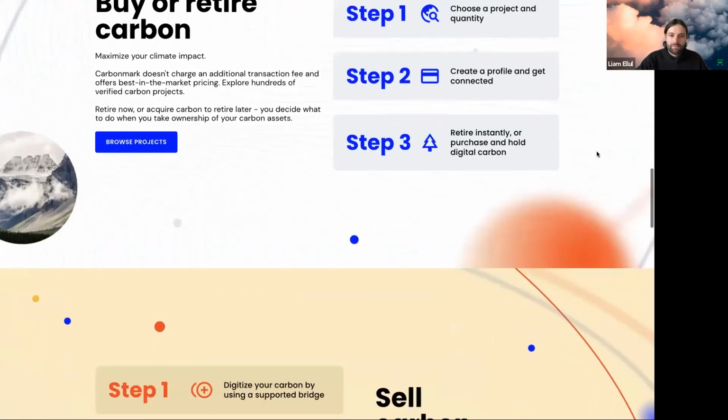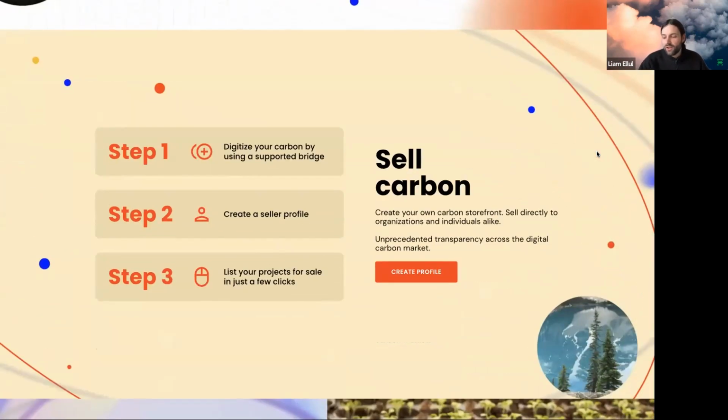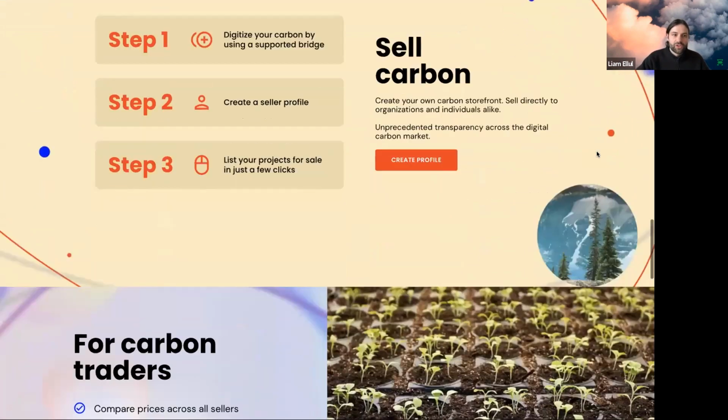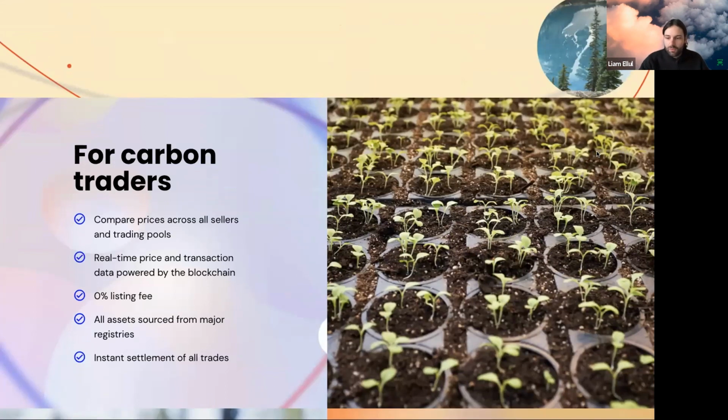And then on the sell side, we're really focusing on project developers to help them digitize their existing carbon into our platform and to easily list their project, as Vlinder has done in just a matter of a few clicks. We're also not neglecting the traders, who we can offer a zero commission trading experience with a zero listing fee. We also provide real-time pricing and instant settlement. So there's a lot of dynamics there that we think traders will enjoy as well.